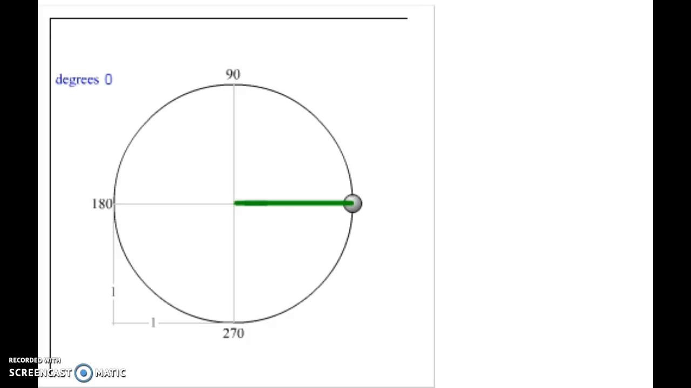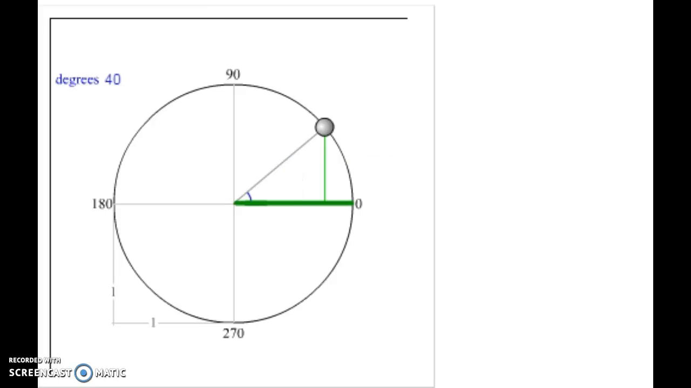label an angle, we always start right here, and that's our standard position. We're in standard position, and I'm going to go up to, let's call this 40 degrees. And when I label it, here's my initial side, here's my terminal side, and I'm going to draw an arrow like that and label it 40 degrees.